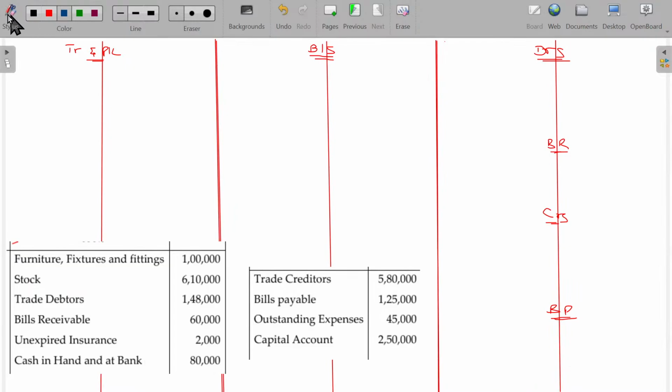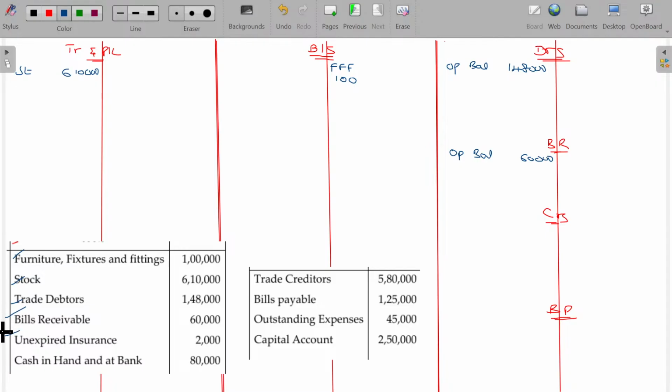We'll start with furniture, fixtures and fittings, 100,000. Assume we may have the depreciation. Opening stock, 6 lakhs 10,000. Trade debtors, opening balance 1,48,000. BR, opening balance 60.